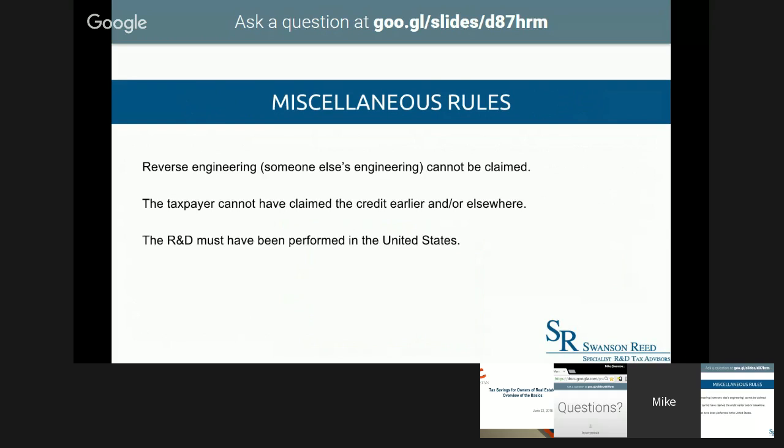Miscellaneous rules, just go over a couple of things that don't fit in any other categories. Reverse engineering is using somebody else's engineering. Can't claim that, as well as credit that might have been claimed somewhere else. It likely could have been claimed in a subdivision of your organization. If it's been claimed once, you can't claim it twice. And then the third item, R&D has to be performed in the United States. And when we get into state claims, that same mindset applies. If you're located in Texas and you're filing a Texas claim, the R&D has to be conducted in Texas, not in Missouri or somewhere else.